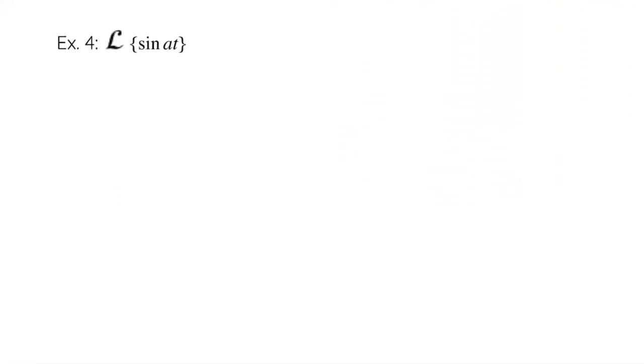So we have the Laplace of sine of at. And again, we're going to say that a is a constant and a is not equal to 0. That's our working assumption with these. So a could be a number like 2 or 5, but it's not 0.